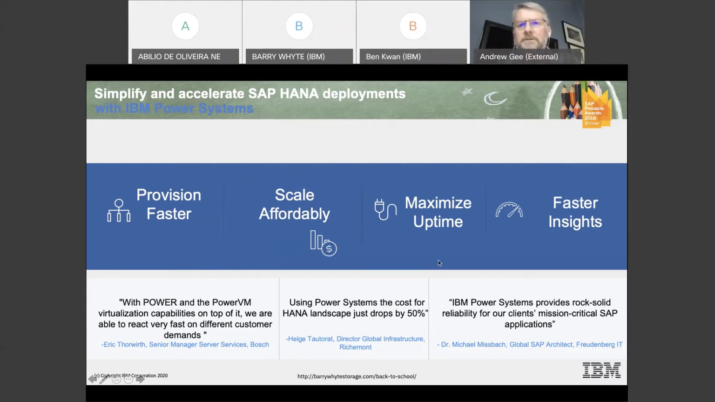We talked last week also about maximizing uptime, the cost of downtime on an enterprise, and we'll cover that again later. And what we're seeing here is they provide rock solid reliability for our clients' mission critical SAP applications.